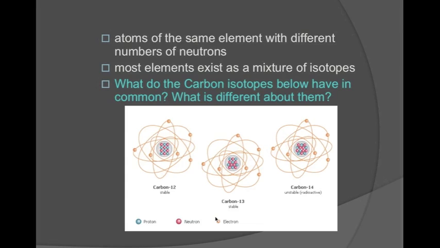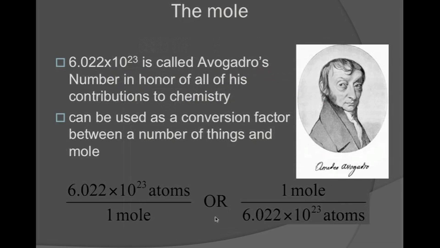And we need to know that if we add neutrons, that just creates a different isotope. But if we add or take away electrons, we're changing an ion. But we cannot change the number of protons without changing the element. So we can't add protons, we can only have different numbers of neutrons and electrons, meaning isotopes and ions.